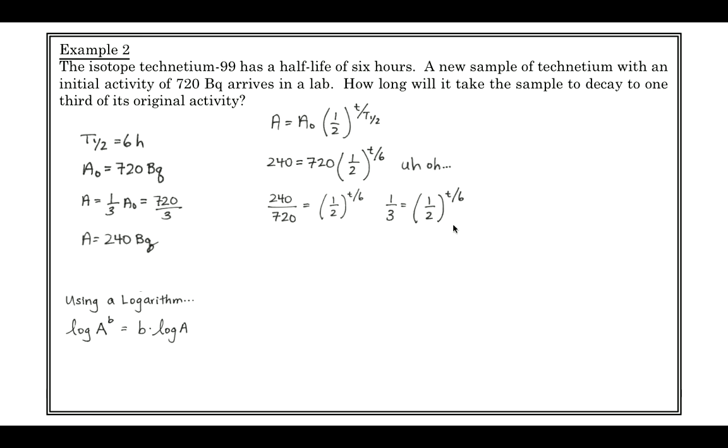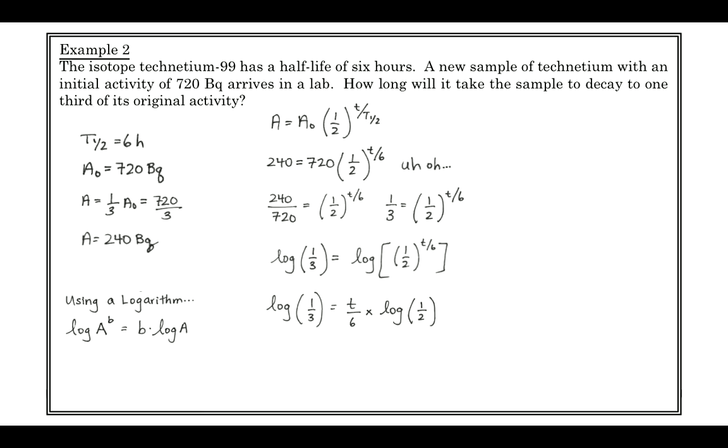So if I've got this up here, then I can say, okay, let's take the log of 1/3. And you can do this in your calculator, the log of 1 divided by 3. And that's equal to the log of 1/2 to the power of t over 6. Well, using this property right here, I don't have to leave this as an exponent. I can actually bring it down in front. And I can write it as log of 1/3 equals t over 6 times the log of 1/2.